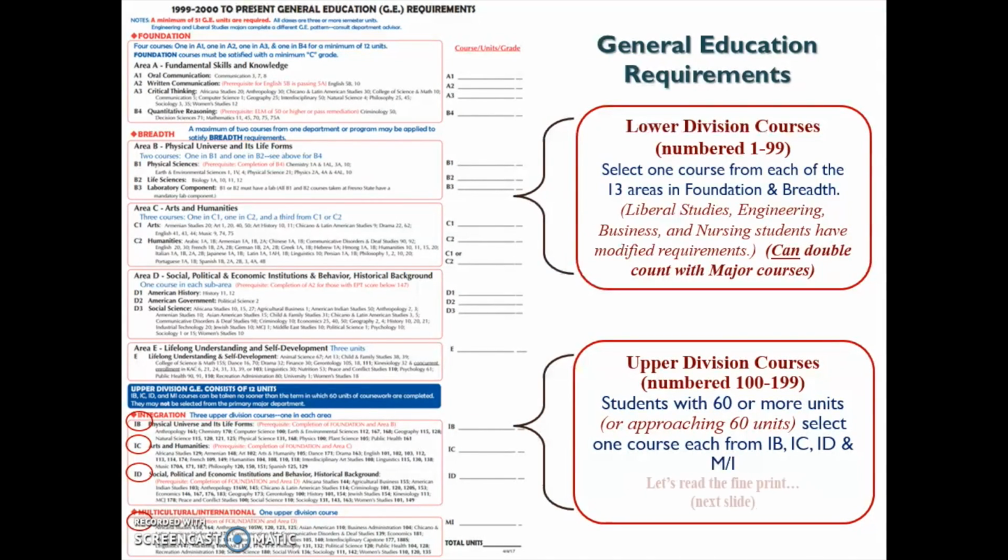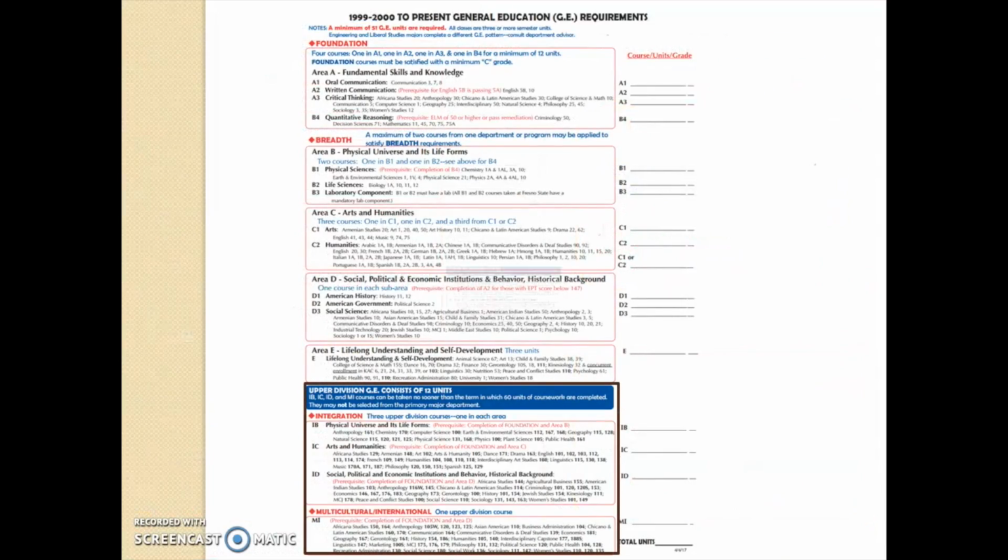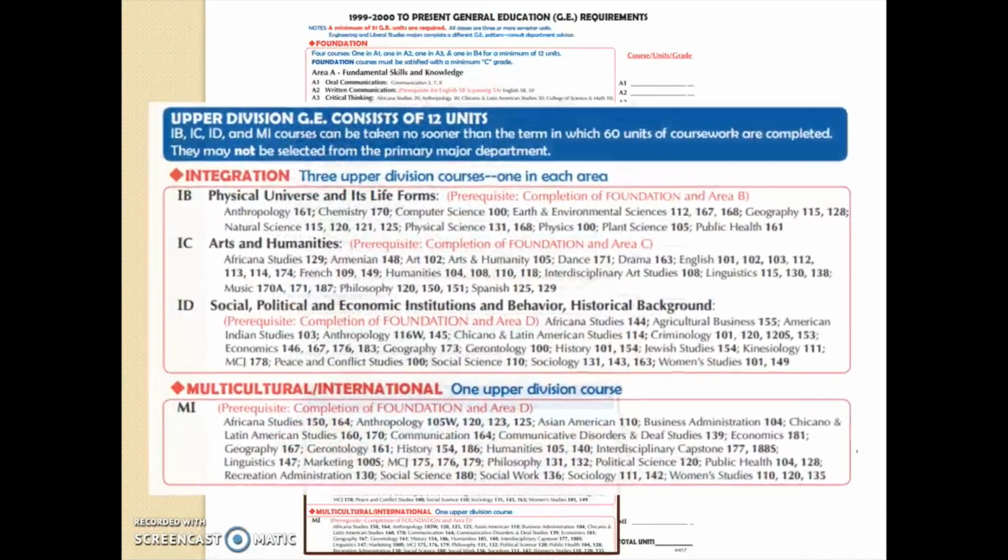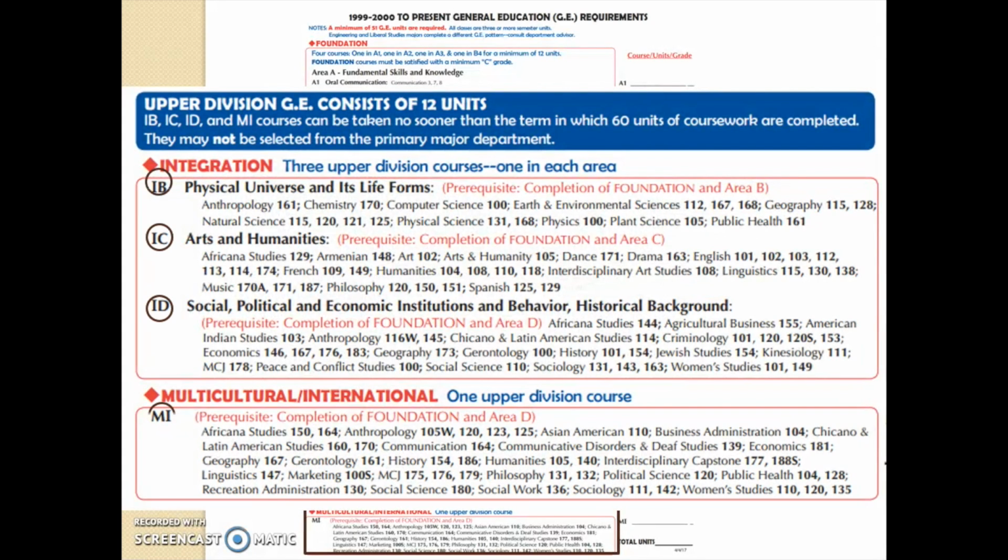Let's read the fine print. Students are recommended to begin their upper division GE requirements, IB, IC, ID, and MI, no sooner than the semester in which they are completing 60 units or after they have completed 60 units. Upper division GE classes may not be selected from the primary major department. For example, if you are a criminology major, you might take Crim 120 to satisfy a primary major requirement, but it will not satisfy your upper division GE ID requirement.